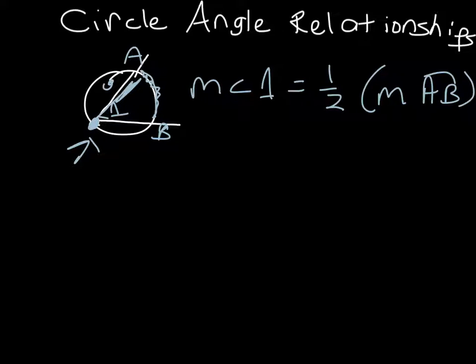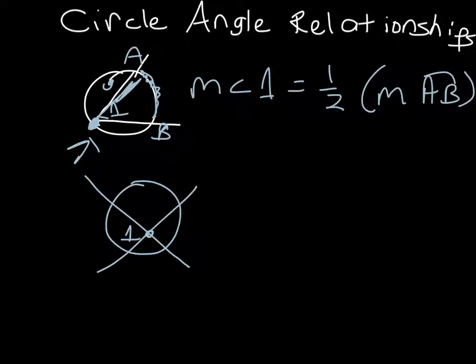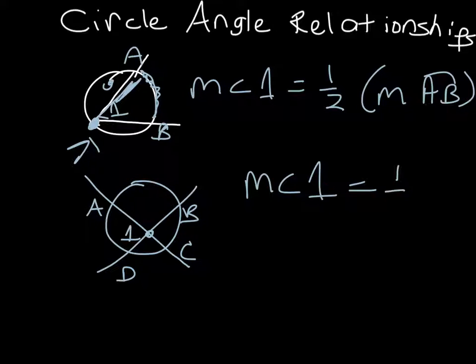Sometimes we have the intersection inside the circle. So if they're intersecting here inside the circle, there's our vertex. It creates pairs of vertical angles here. In this case, we'll make this angle 1. We know that the measure of angle 1, let's put some letters, A, B, C, D, must be 1/2 the sum of the arcs. And we'll call arc AD X and arc BC Y. That makes sense for you.